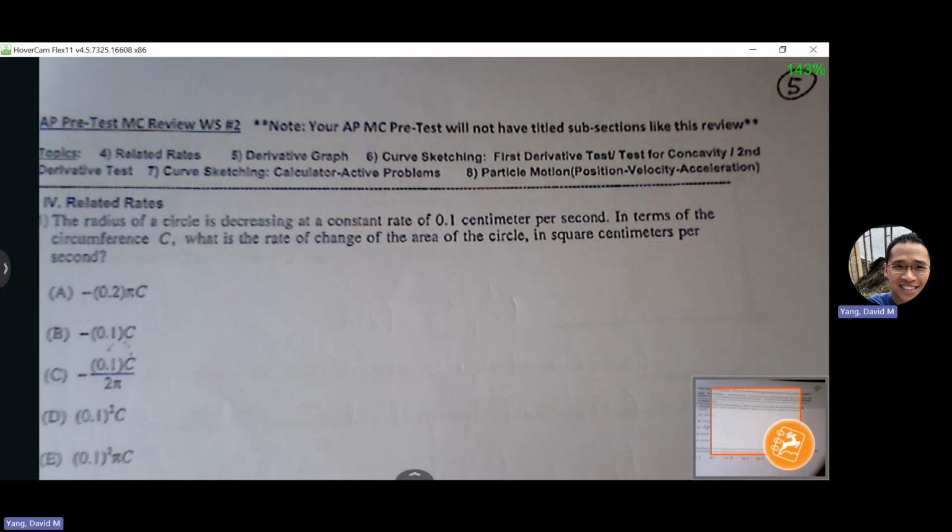So we have 2 equations available that we can use here. We know that there's a reference to the area of a circle. There's also reference to the circumference of a circle.